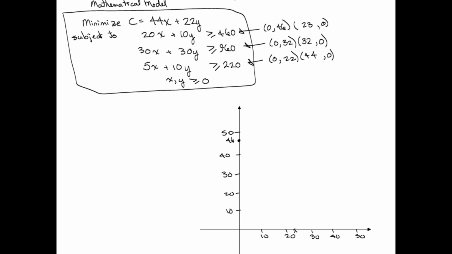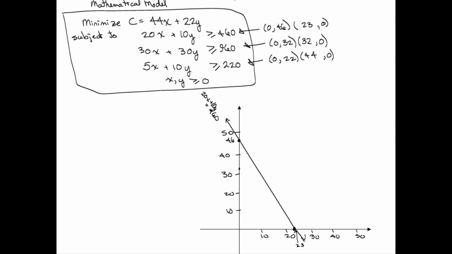23, 0. If you run out of room, just bring it down here. You just want to make sure you know what it is, because this could turn out to be an important corner point. You don't want to have to go recalculate it. Okay, and we label our lines. So this one is 20x plus 10y equals 460.